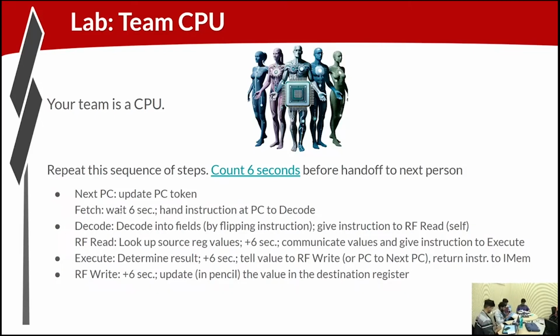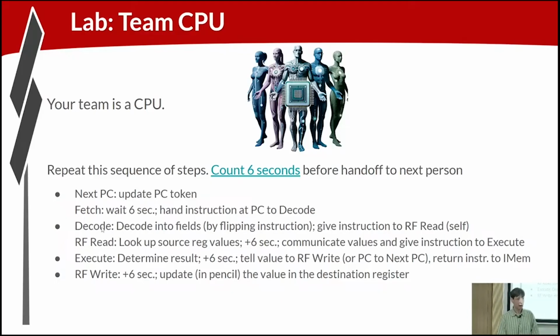There's going to be our clock is going to be a 6-second clock. So for each stage, do what you do in that stage, and then wait for the clock, and then hand off the results of what you do to the next stage. So PC and fetch, you're going to update the PC token and fetch the instruction, right? So you've got individual instruction cards. Fetch the instruction just means grab the right one at the PC.